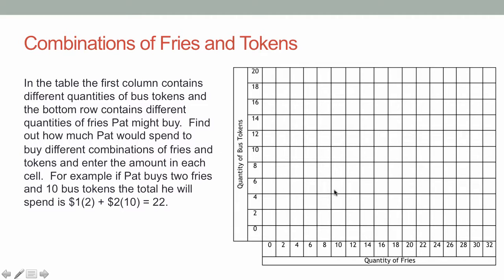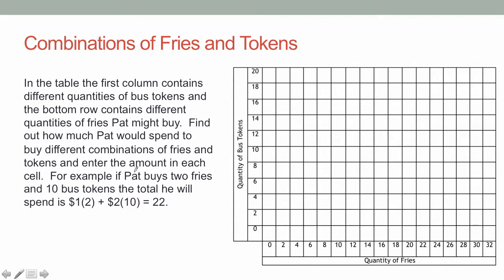So here we go. We're making a nice little chart. Let's think through the situation. In the table here, the first column contains different quantities of bus tokens. So you can see quantity of bus tokens. 0 means they're buying 0 tokens, 2 tokens, 4 tokens, however many tokens they need for the bus ride. On the bottom is the quantity of French fries. So are they going to buy just 2 fries? They're going to buy 8 fries? Are they going to buy 20 French fries? It's a lot of fries. But there we go. We can start to now organize and look for patterns going on here.